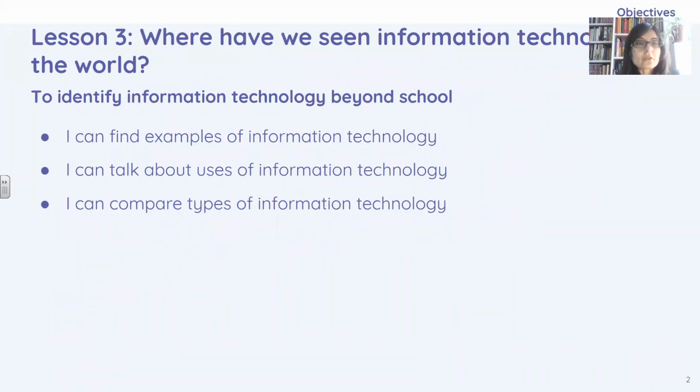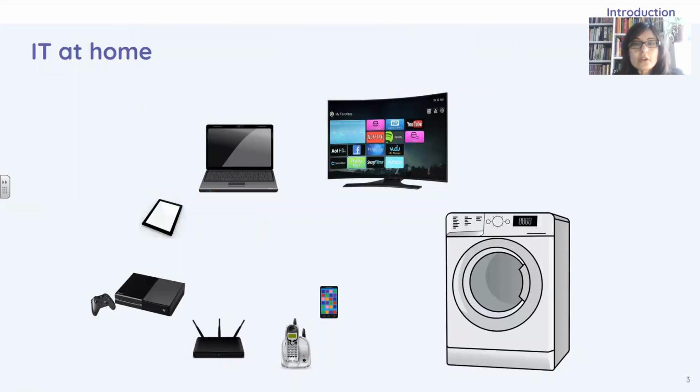Right. Where have we seen information technology in the world? In this lesson, we're going to find examples of IT, talk about these, and compare different types of technology. You've got IT at home: your smart TV, iPad, a gaming console, the Wi-Fi box, a telephone, iPhone, washing machine, but I'm sure these are just a few of the items you have at home.